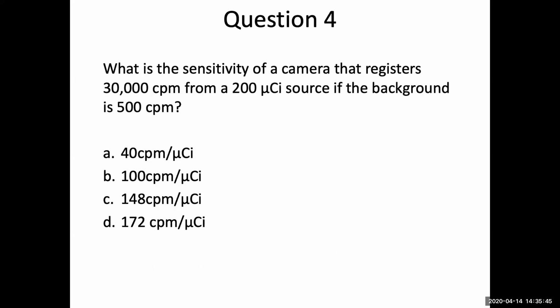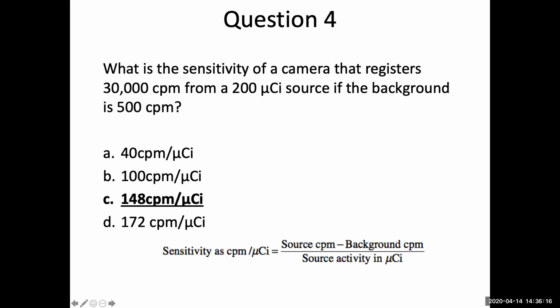What is the sensitivity of a camera that registers 30,000 counts per minute from a 200 microcurie source if the background is 500 counts per minute? We subtract the background from the source counts and divide by the activity, and in this way we get the sensitivity value. Just follow this equation: source counts per minute, which is 30,000, minus 500, divided by 200, gives 147.5 counts per minute per microcurie. Excellent, thank you.